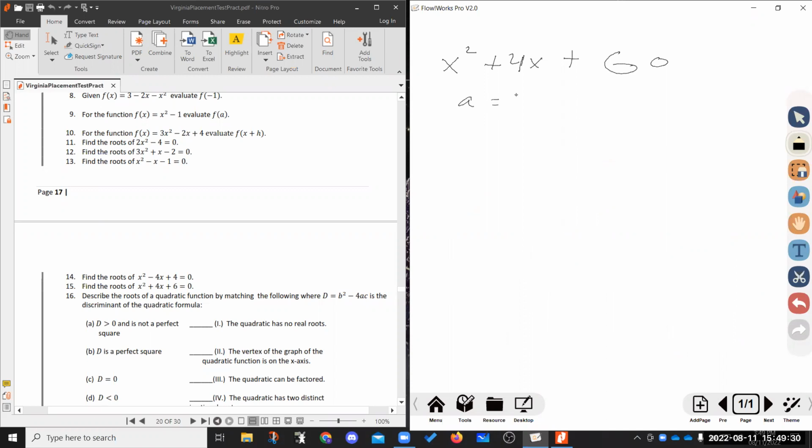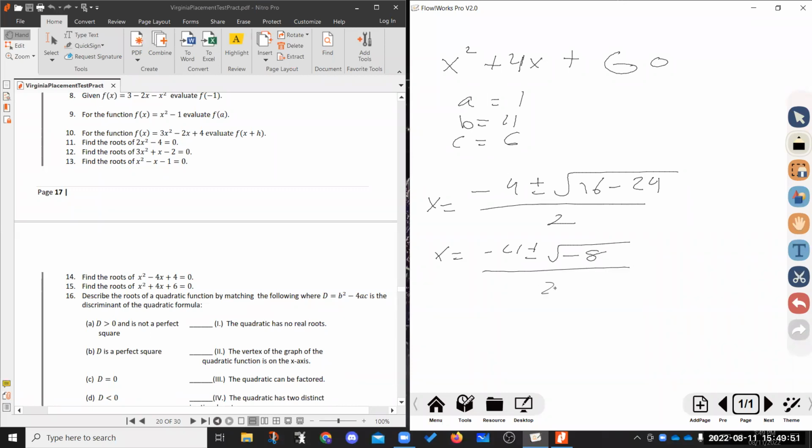So I've got my a equals 1, my b equals 4, my c equals 6. I've got negative b plus or minus the square root of b squared minus 4ac, all over 2a. That's what x is. So x is negative 4 plus or minus the square root of negative 8, over 2. x is negative 4 plus or minus 2i root 2 over 2. x is equal to negative 2 plus or minus i root 2. Same answer that I got the other way. I just showed it to you a different way.